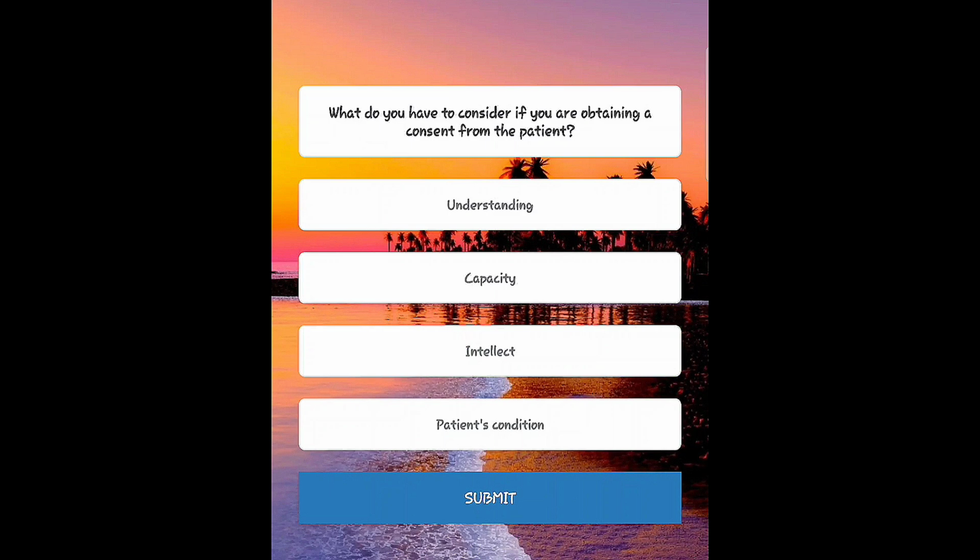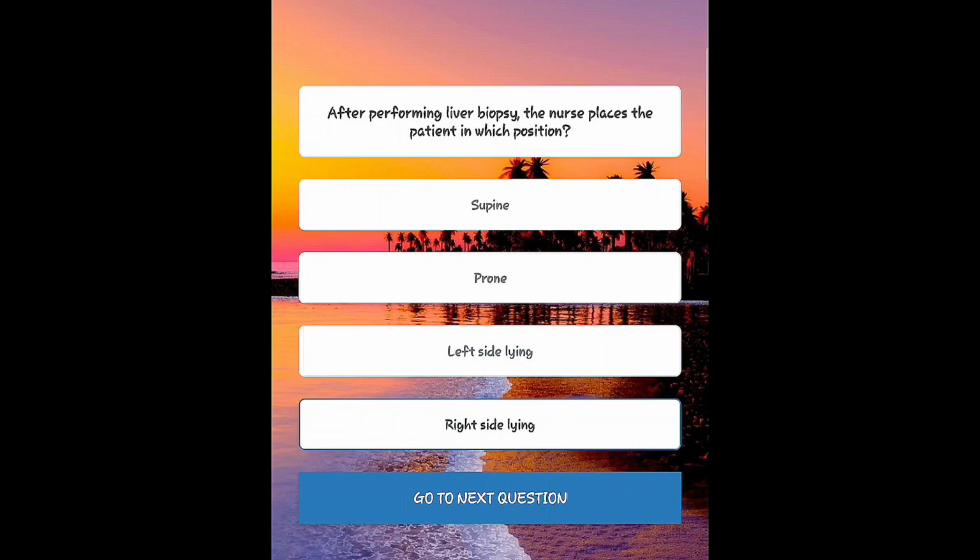What kind of consent is this? What do you have to consider if you are obtaining consent from a patient? A, understanding. B, capacity. That's like their mental capacity, which we talked about earlier. C, intellect. D, patient's condition. So we're just going to choose capacity. After performing liver biopsy, the nurse places the patient in which position? The liver is on the right side. The patient should be on the right side so the liver doesn't hang.